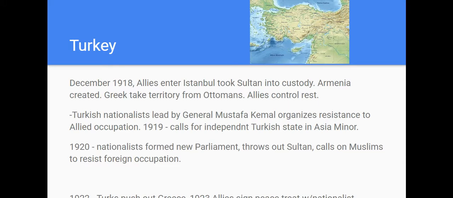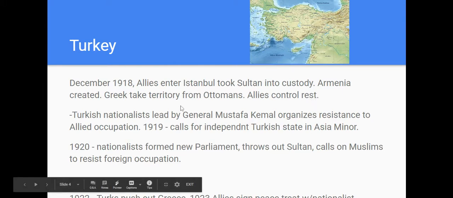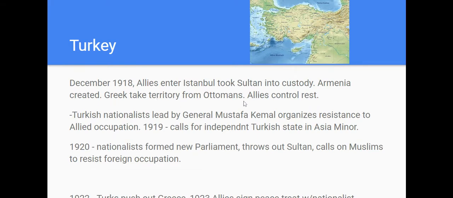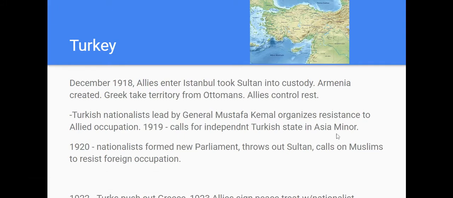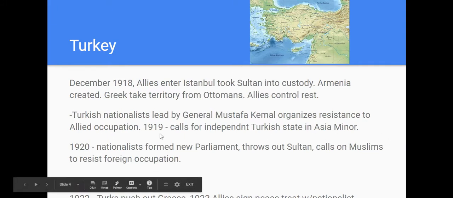The Turks want to make sure that they hold on to what they consider their homeland, which is the Anatolia Peninsula. In December 1918, the Allies enter Istanbul and they take the Sultan into custody. The Young Turks flee to Germany and hide in Germany, largely to be protected from the Armenian genocide, which I suppose I have a lesson on and I can upload, and I think I will do that. Greeks take territory from the Ottomans, and the Allies control the rest. Turk nationalists, led by General Mustafa Kemal, organized a resistance to Allied occupation, and in 1919 called for an independent Turkish state in Asia Minor, which is this peninsula here.